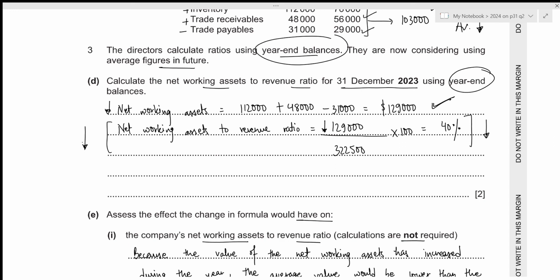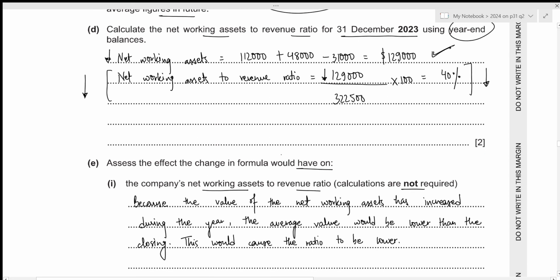Now, the change in the formula would result in our average net working asset value being lower than that of our closing balance of the net working assets, and the revenue will still remain the same. So the perceived performance of the company would be that the company is successful in generating the same amount of revenue by using an even lower amount of net working assets.